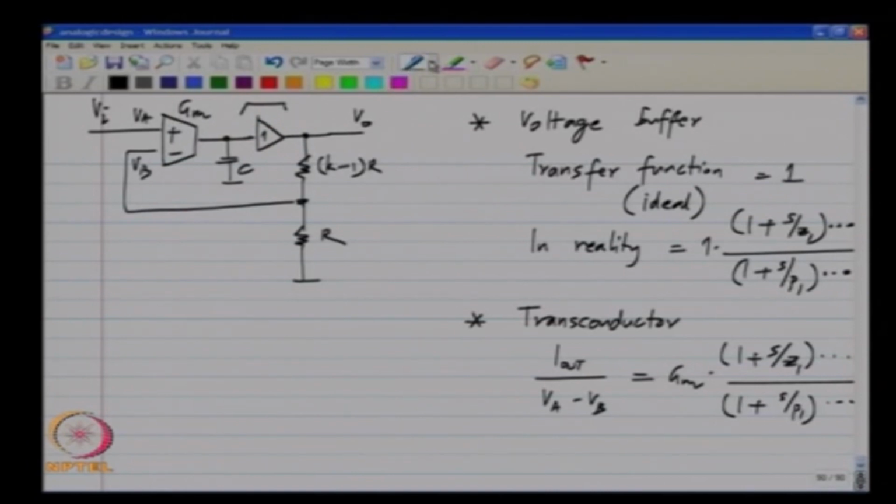Also, the reason for getting extra poles in any system is that there are parasitic capacitances from every node of the circuit to ground. So, for instance, here ideally there is nothing, but in reality there will be a capacitor. Let me call that Cp, between that point and ground. Now, what happens because of this? Let us examine the voltage divider by itself.